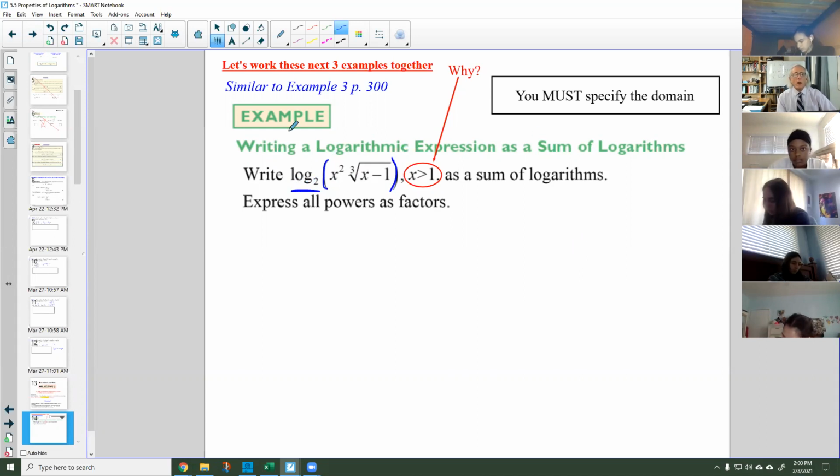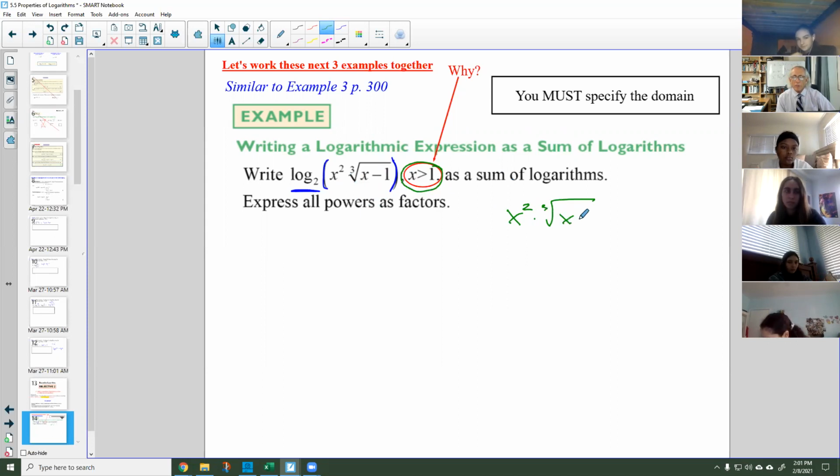Now, one thing I want to point out here that's kind of a little bit of a tangent is this right here. A lot of times when you see a logarithm, you're also going to see that they specify what the domain of the logarithm is. Now, we could have found that out by looking at the argument of the logarithm. The argument is x squared times the cube root of x minus 1. And we know that the argument of a logarithm has to be greater than 0.